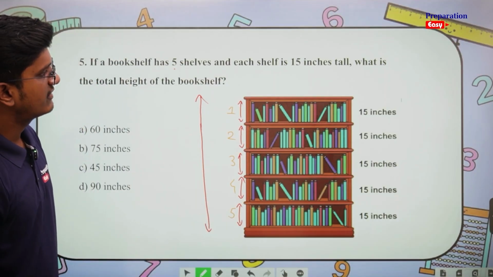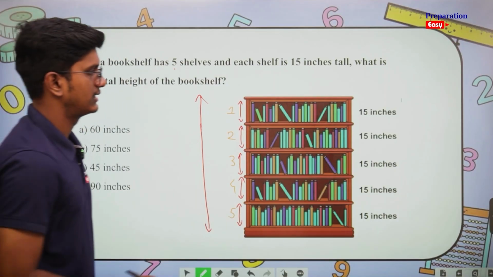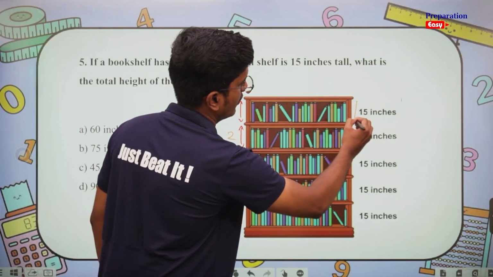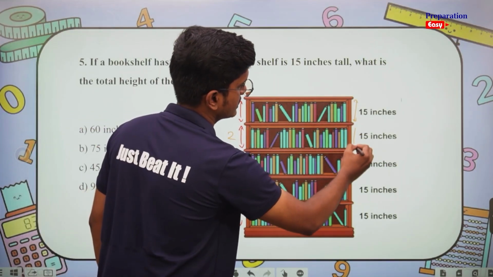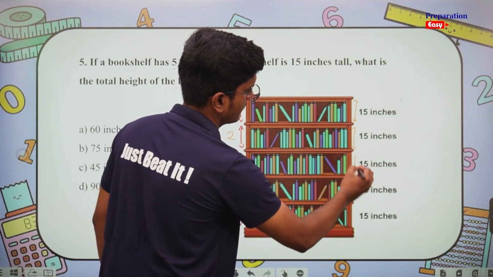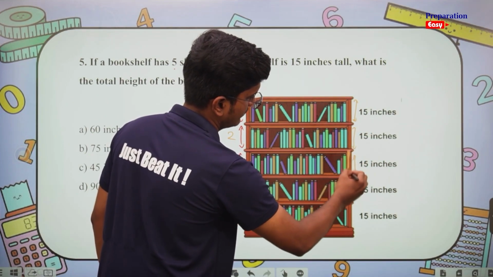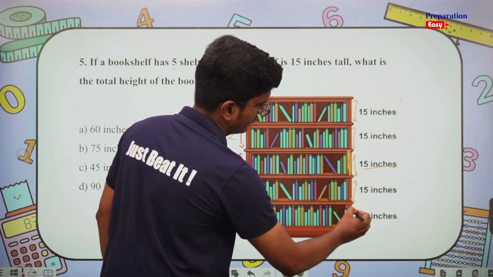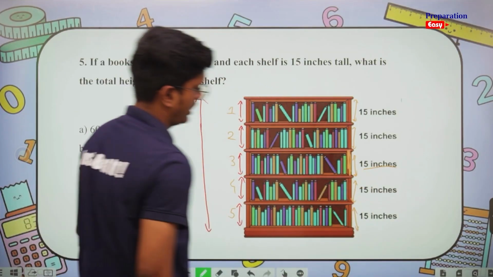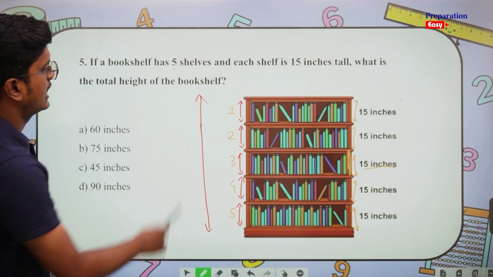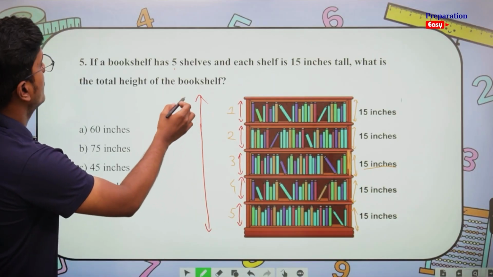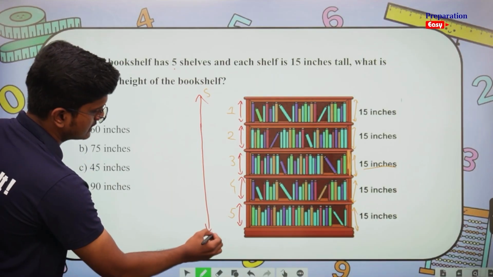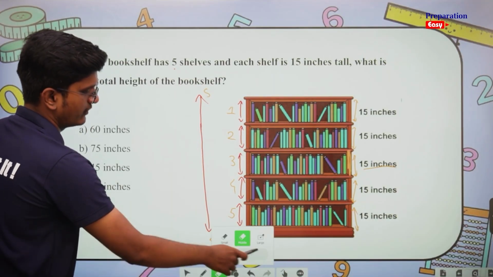Okay, each shelf is 15 inches. They have given the height of each shelf. It's 15 inches, right? See here, the height of each shelf, this much, is 15 inches. Okay, so what they have asked is the total height of this bookshelf. So this is the start of the bookshelf and this is the end of the bookshelf. So we want the total height of it.